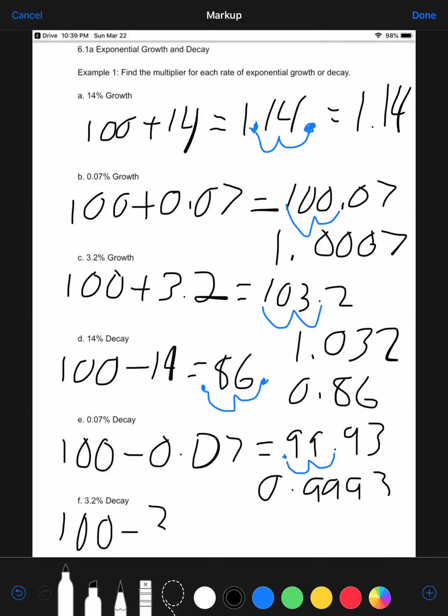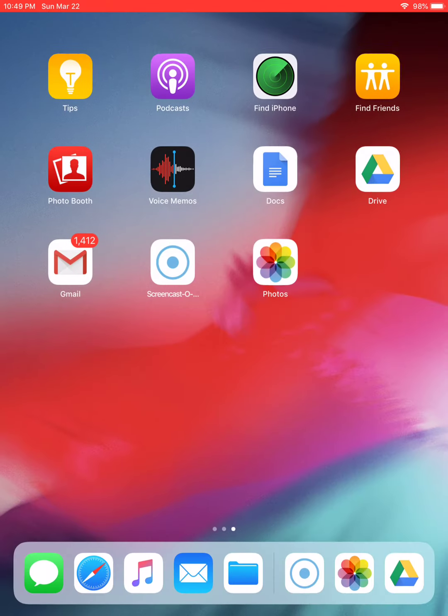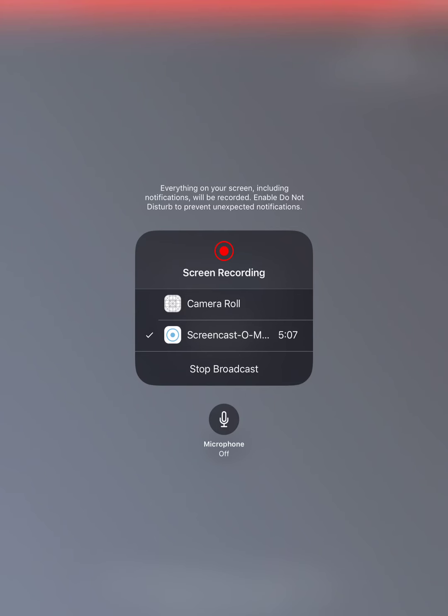Last one. Again, you start with 100. So 100 minus, because we're still in decay, 3.2. We get 96.8. We've got to move that decimal spot. We end up with 0.968. Okay? So remember, growth you add, decay you subtract, and you always start with 100.